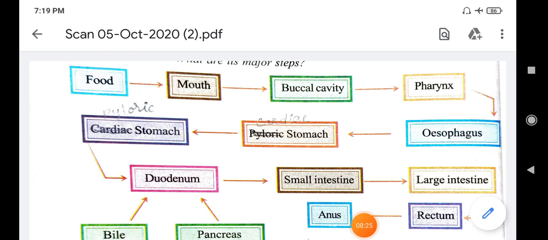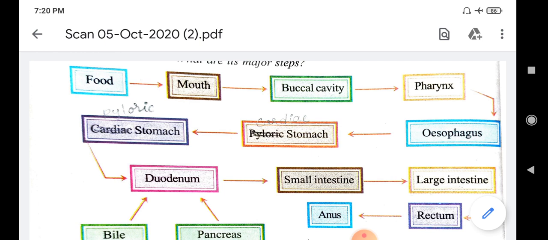Yeah, this is the flowchart if you observe. First of all, flowchart means nothing but how the process of digestion occurs. You have to show it in the form of a chart. First of all, food. The food will be taken through the mouth. From the mouth, it enters into the buccal cavity, and from the buccal cavity, it enters into the pharynx.